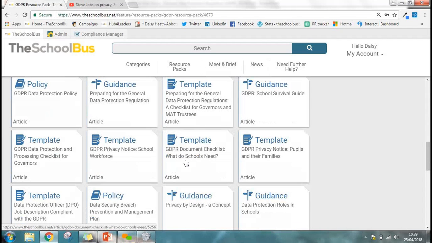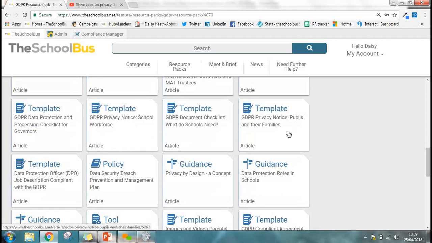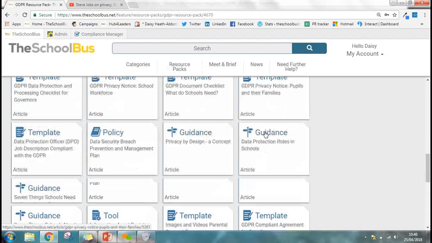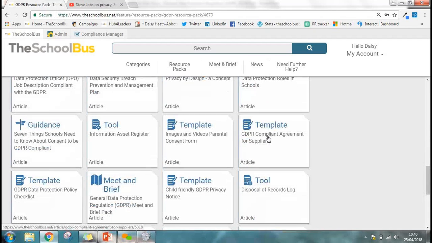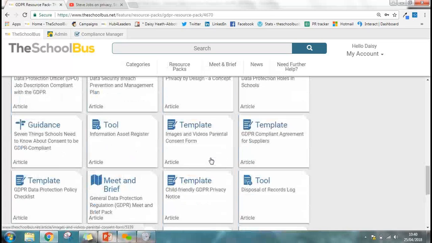Here are, obviously, what Steve mentioned before about our privacy notices: school workforce, pupils and their families. You also have in here somewhere a child-friendly privacy notice. This can be given out to pupils in secondary school, the older ones, so they know exactly what they're consenting to. And these are all our different tools that we have.